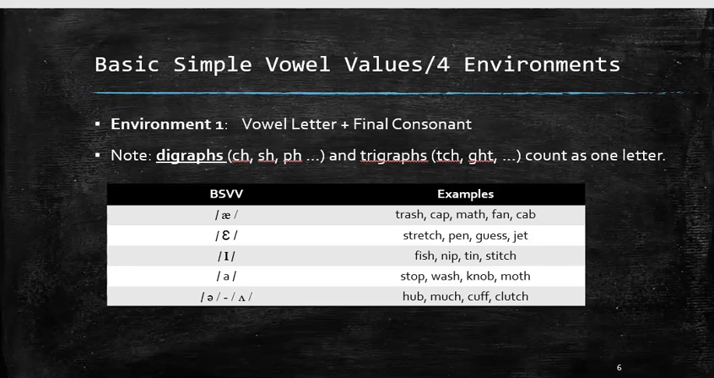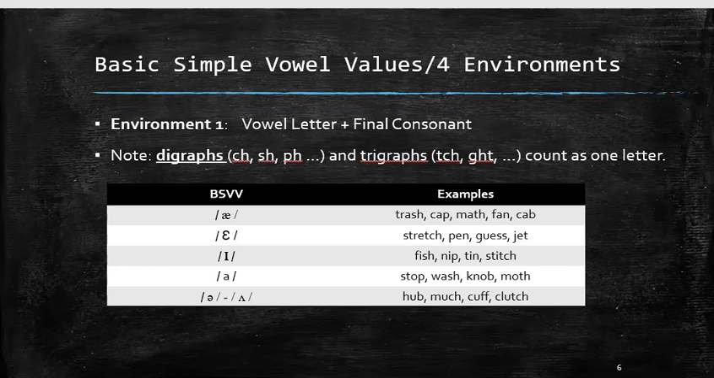Now in this slide, notice the basic simple vowel value. It corresponds to the phonemes a, e, a, and here I'm using both schwa and wedge for reasons already explained. Our focus will be the 4 environments in written English in which these vowel sounds will occur. So environment number 1 corresponds to words in which the vowel appears immediately before a final consonant. The final consonant can be represented by a digraph or a trigraph.